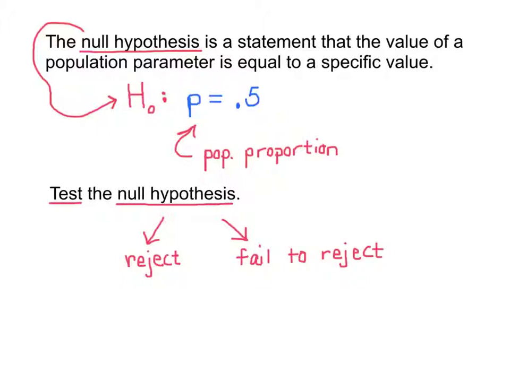Note that when we're looking at a null hypothesis, the null hypothesis will have an equal sign. It will always be that our parameter P, in this case our population parameter, which happens to be a proportion, is equal to some value. And so when we have an equal sign in our hypothesis, it is the null hypothesis.